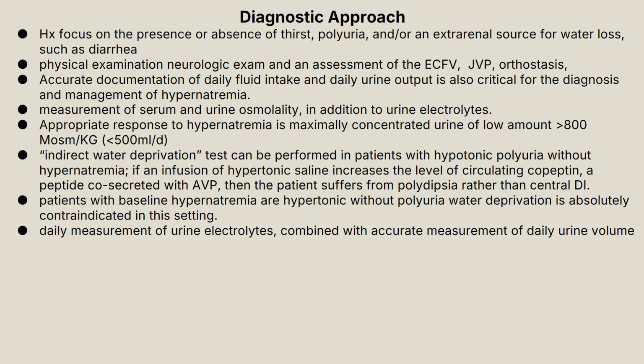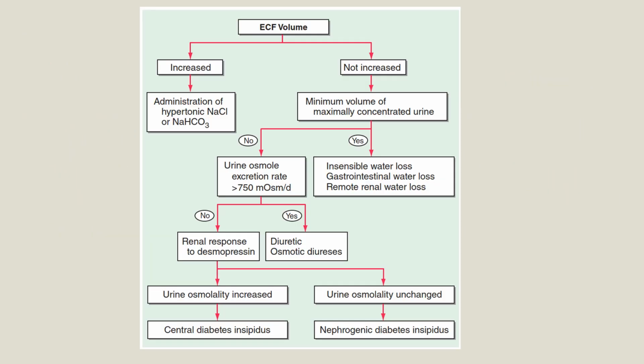But if you are having a hypotonic polyuria, then administration of hypertonic saline would cause an increase in AVP secretion that we can detect by an increase in copeptin. Daily measurement of urine electrolytes combined with accurate measurement of daily urine volume is also required for the diagnosis and follow-up of patients with hypernatremia. To reiterate the causes of hypernatremia, we have this diagram, with the stepwise approach to patients with hypernatremia.